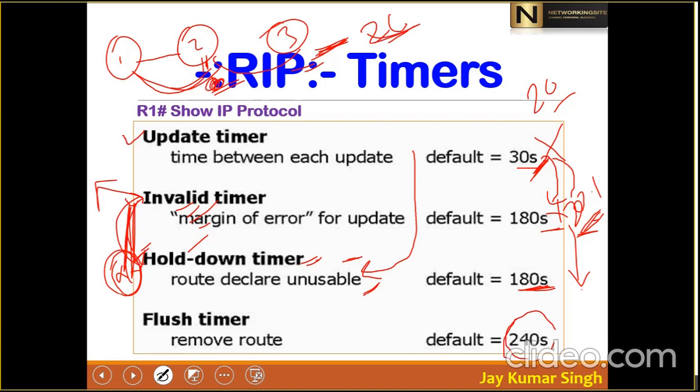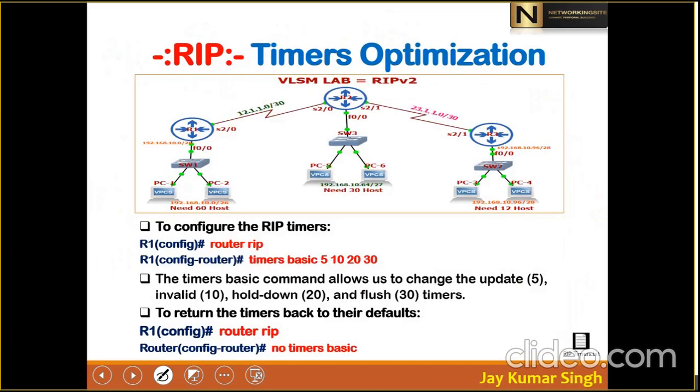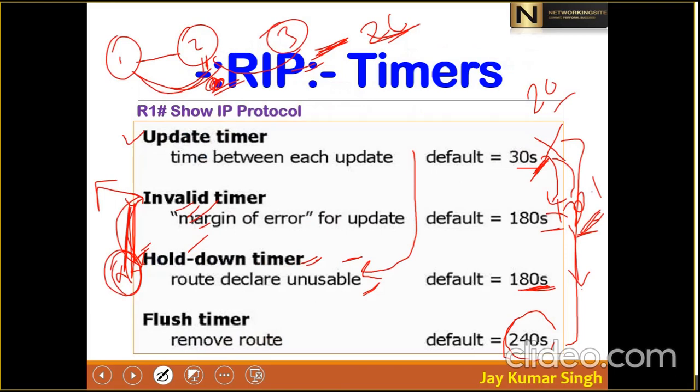Okay, but according to this, this timing is very long. If you want to make RIP a little bit more efficient, you can change the timers. You can make the update timing 30 to 5, hold 180 to 10, invalid to 20, and flush to 30, instead of the default ones, which are 30, 180, 180, and 240.